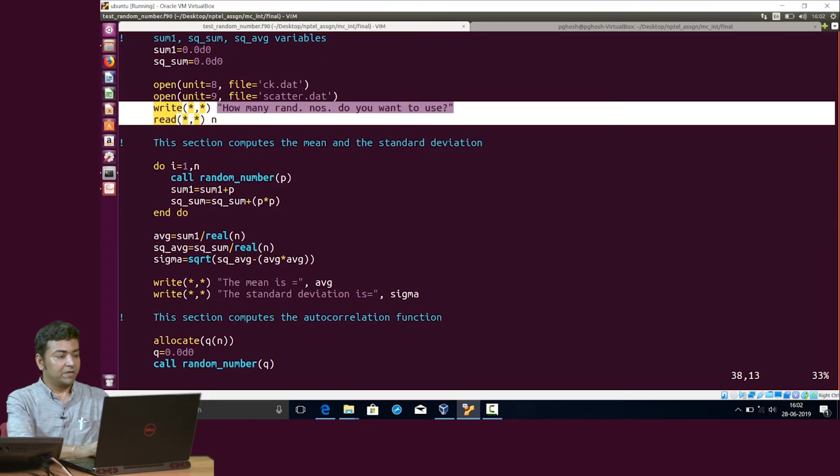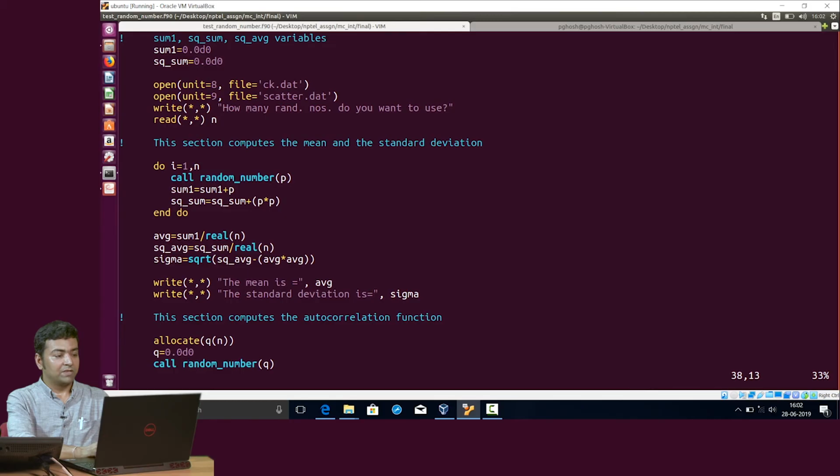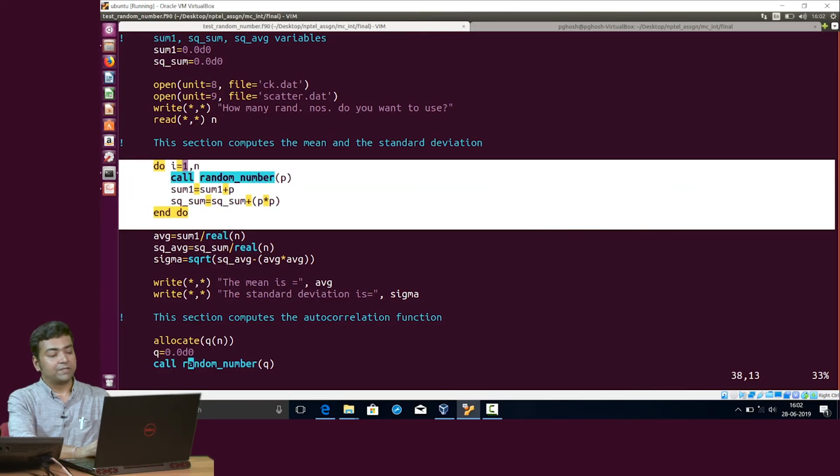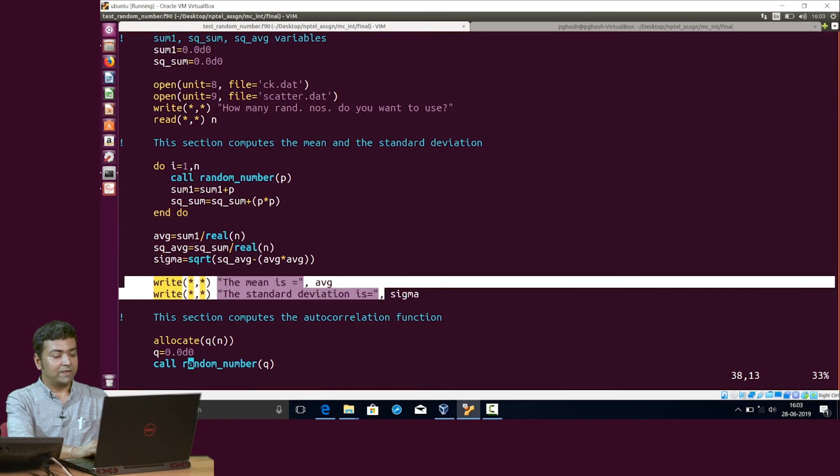So, this particular section will compute the average and the standard deviation. The first do loop will call n random numbers, depending on the value of n, and I sum them up and store the result in this variable, and then I also take the square of the random numbers, sum them up, and store that in this variable. Once that is done, the average is computed by dividing the number stored in sum1 by the number of random numbers I use, that is n, and similarly I compute the average of the squares, given by square underscore sum divided by real n. Once that is done I get the sigma using this formula, and then it prints out the average value and the sigma.